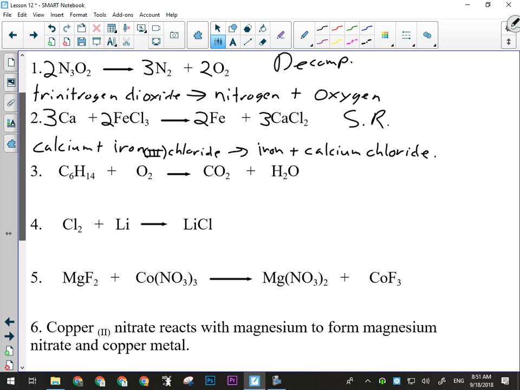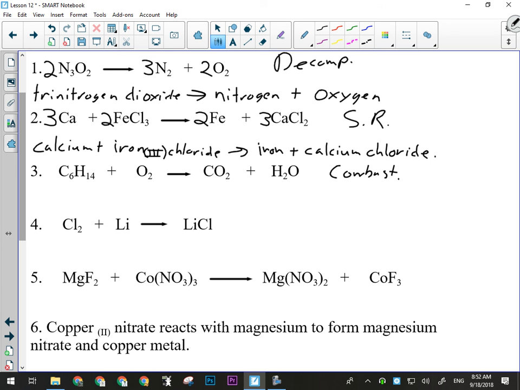All right, number 3, what kind of reaction is number 3? It's a combustion reaction, right? We've got a hydrocarbon reacting with oxygen, and the products are CO2 and water. When we see products as CO2 and water, it's almost always, like 99% of the time, going to be a combustion reaction. So we will write combust beside it, and then we will write this out.